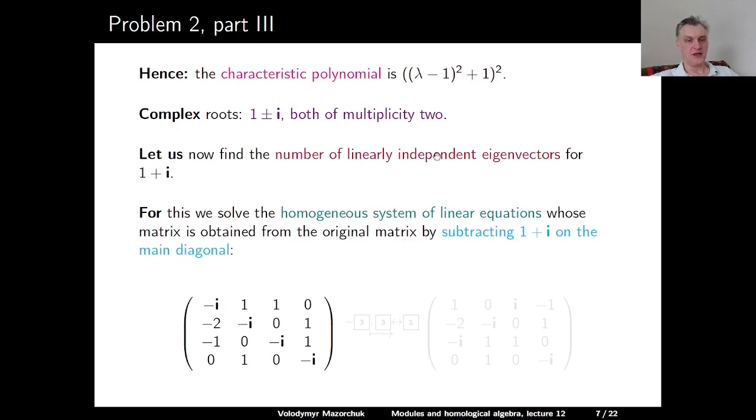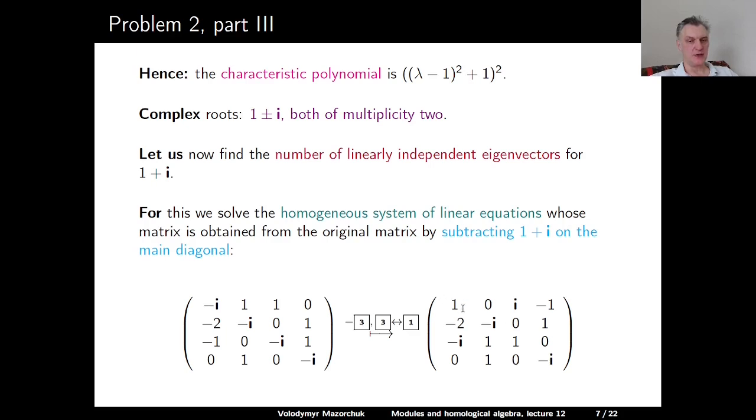We do that, and we have the matrix minus i, 1, 1, 0, minus 2, minus i, 0, 1, minus 1, 0, minus i, 1, 0, 1, 0, minus i. So here what we can do, we multiply the third row with -1 and swap it with the first row. So we get the matrix 1, 0, i, minus 1, minus 2, i, 0, 1, minus i, 1, 1, 0, 0, 1, 0, minus i.